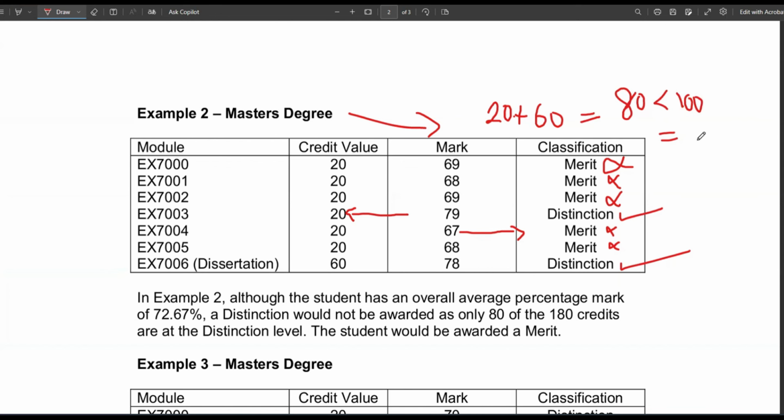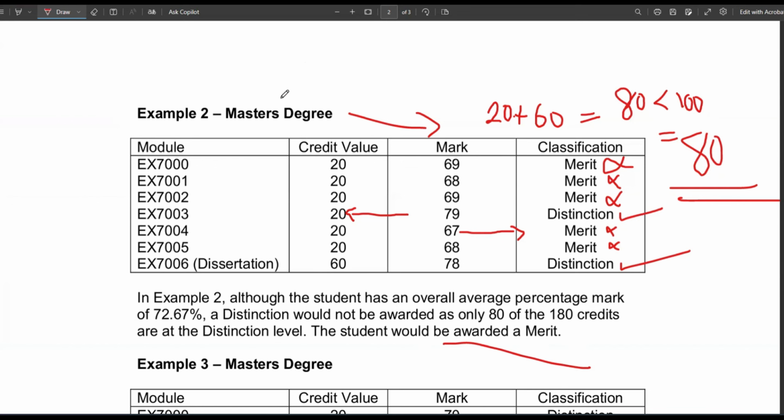So now this person will only be able to graduate with merit, because the credit value expected for a merit classification as a grade is 80. That is, you must have 80 in distinction classification level for you to be awarded a merit classification for your master's degree. So that's for example 2.